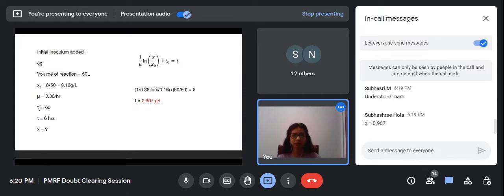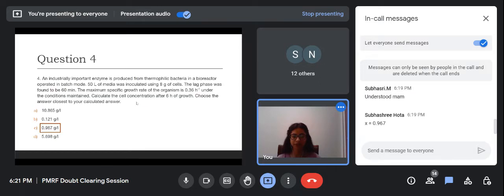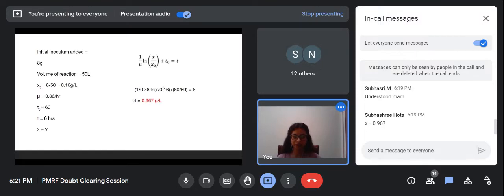Oh wait, I think I made a mistake in this. Just one sec, I will stop sharing. It's not t in this case, it's x. So what you had to find was x equals 0.967. I made a mistake writing this, I'll correct this after the meeting is over. So this is not t here. What you're trying to find is x.